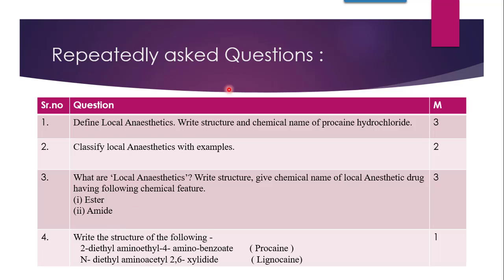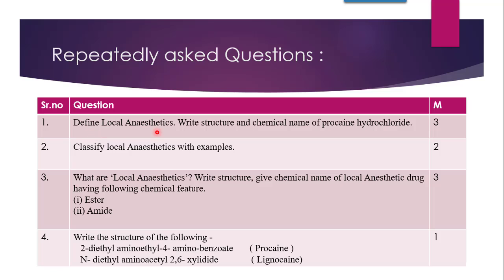So to start with the FAQs, the first question from the chapter Local Anesthetics is: define local anesthetics and write the structure and chemical name of procaine hydrochloride. Now these are two questions which are combined. First is the definition, wherein you are supposed to define what are local anesthetics, not local anesthesia. This chapter contains two different definitions. First is the definition of local anesthesia, and the second is local anesthetics. So anesthetics are the drugs and anesthesia is the state.